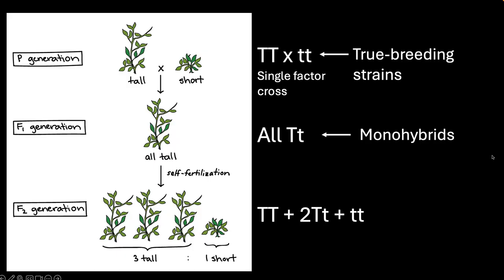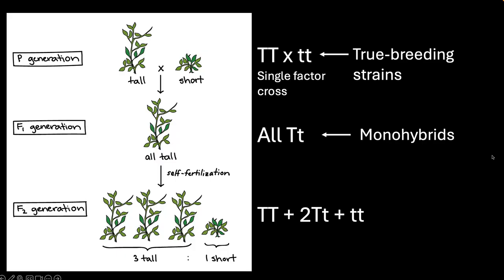True breeding plants do this because they are homozygous for the gene that controls the traits of interest. This means that they have two copies of this gene that are identical. This is in contrast to heterozygotes, also called monohybrids, which have two copies of the gene that are different.